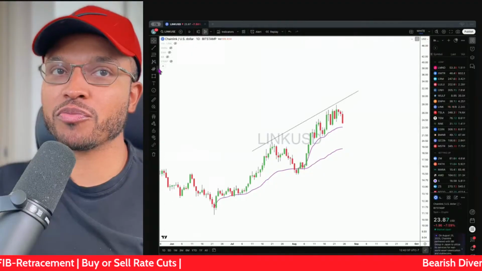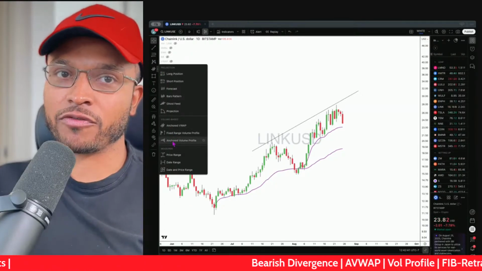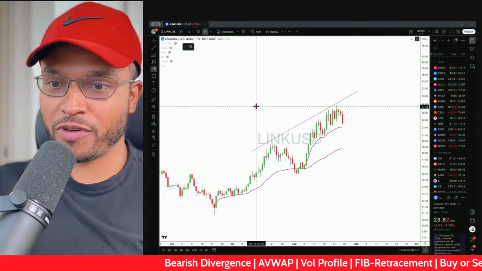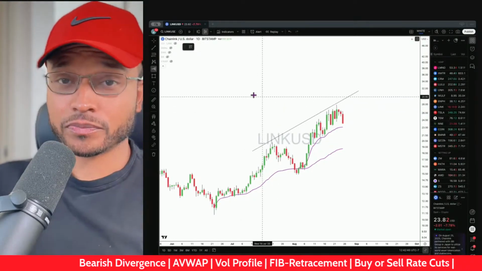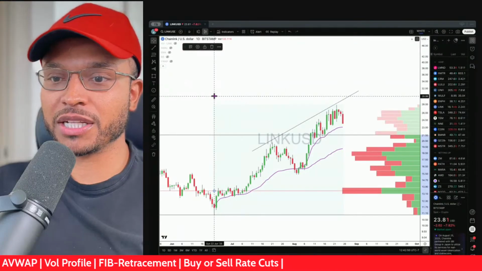Next, we're going to use volume profile, right? Well, it's anchored volume profile. So we're going to use anchored volume profile. Now, for this one, I'm going to do the same thing. I'm going to go back to that previous low. I'm going to click it.